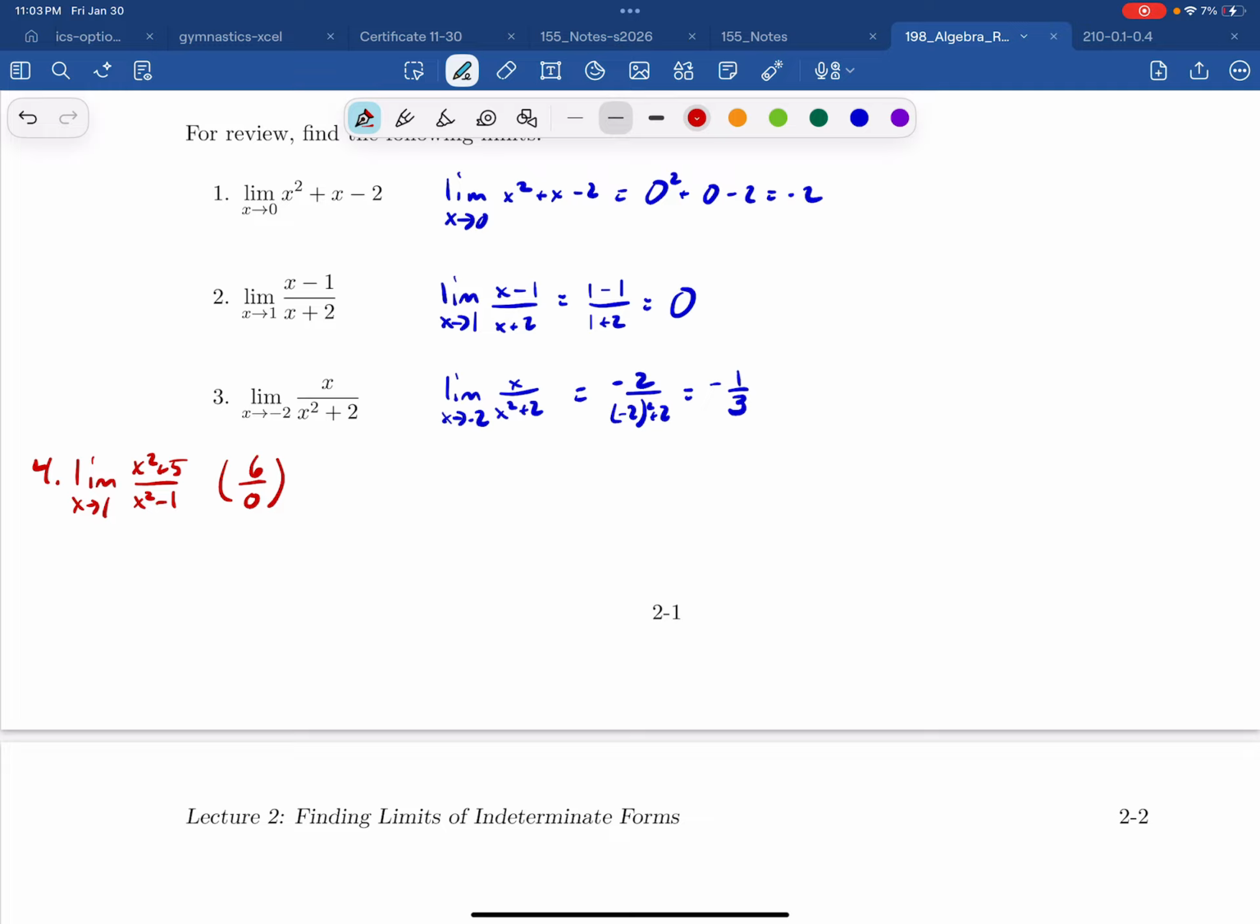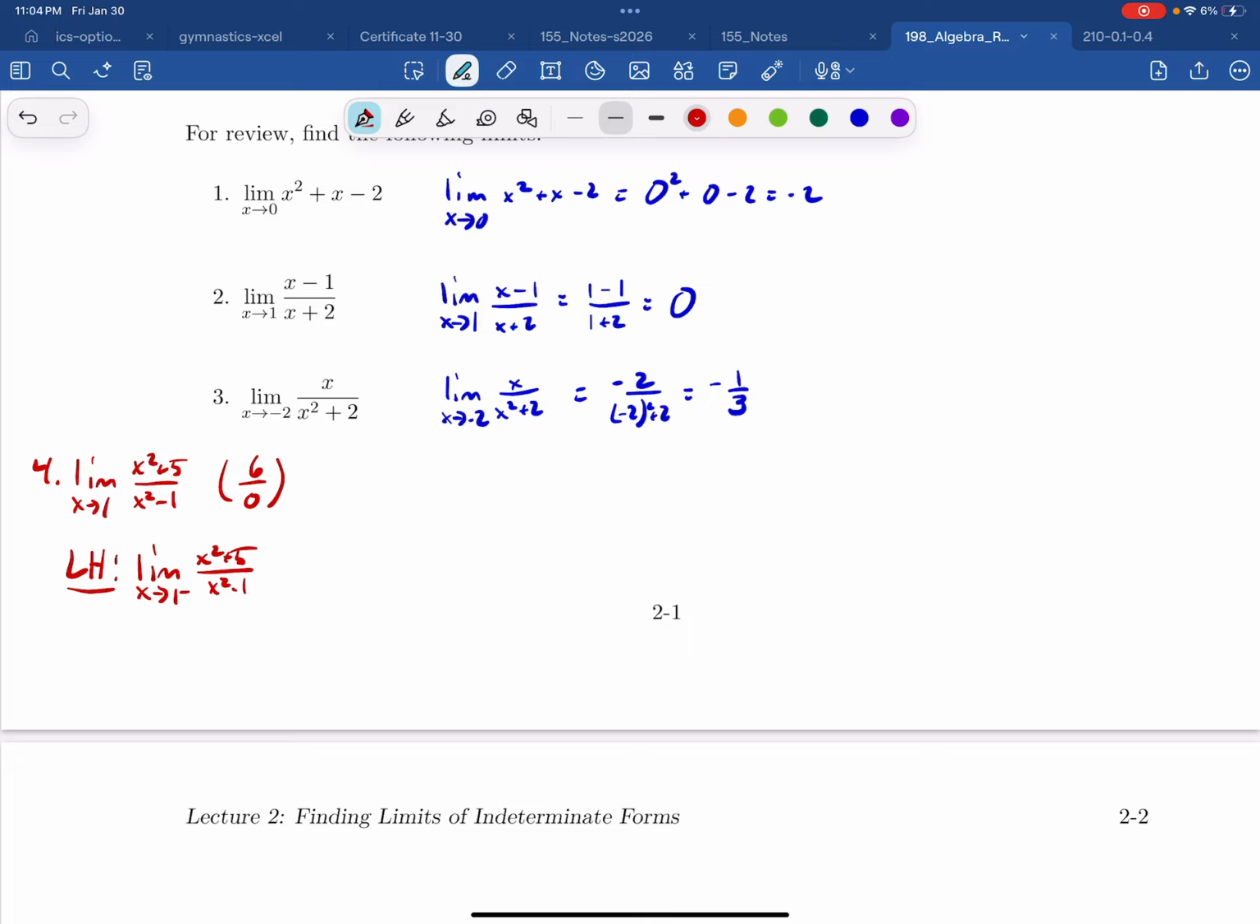The only question is, is it infinite in the positive direction or is it infinite in the negative direction? Or maybe both, I guess, because there are left and right-hand limits. And so in order to see that, we need to break it down into its left and right-hand limit components. So let's do that. Let's take a look at the left-hand limit. The limit as x approaches 1 from the left of x squared plus 5 over x squared minus 1.